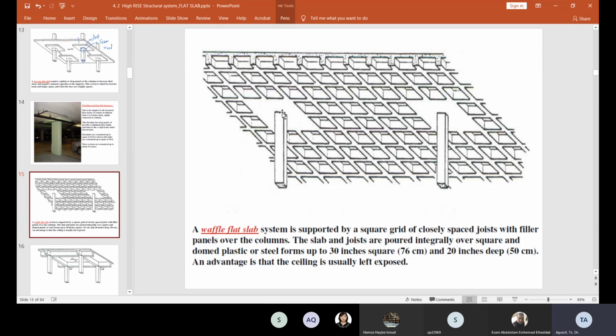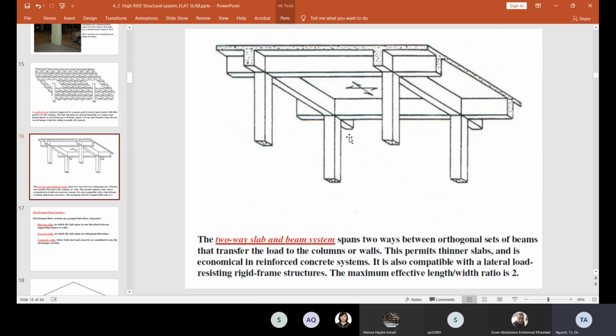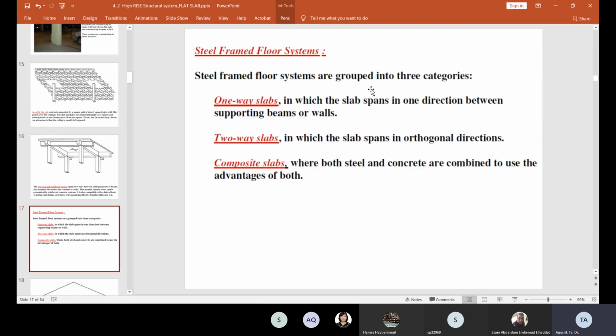And this is the waffle flat slab, they have the waffle combined with the flat slab without the drop here. And this is the restrained slab, meaning the slab is supported by the beam and also by the column. This is the conventional slab, we call it conventional because it is just the normal design. And for the steel frame floor system, we have the one-way slab, two-way slab, and composite slab. I think this one I already explained previously.